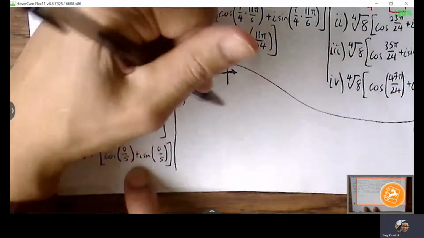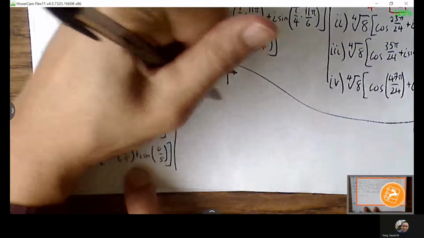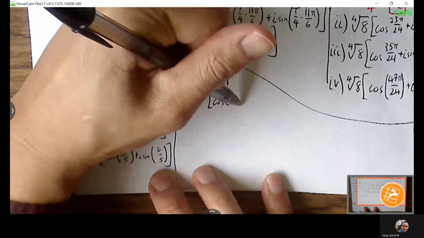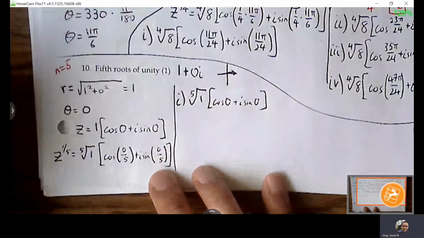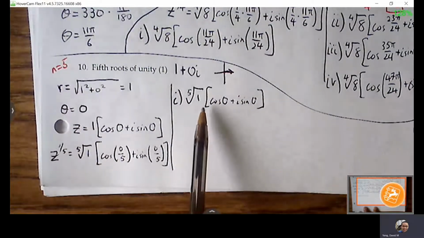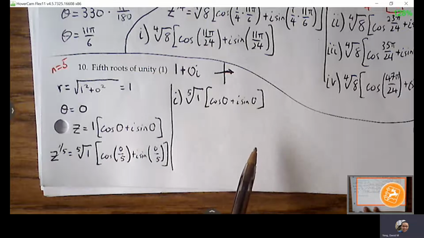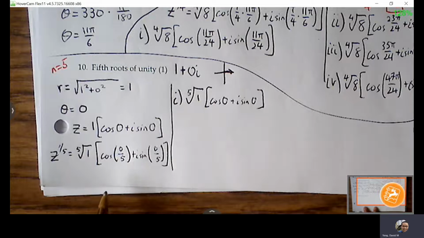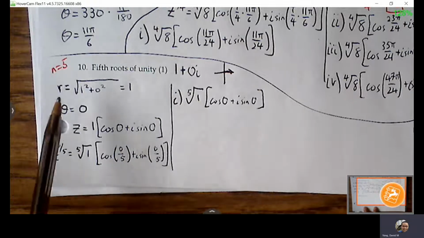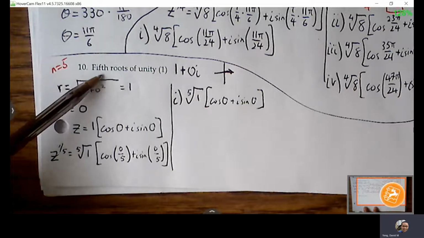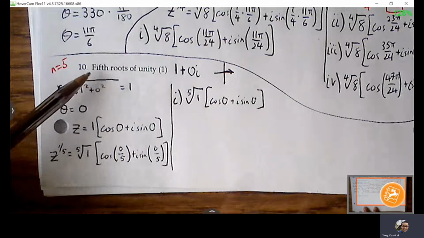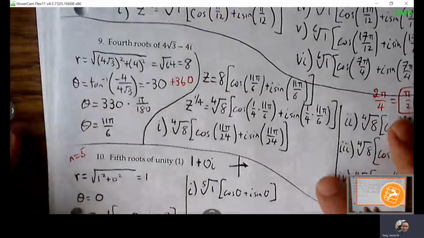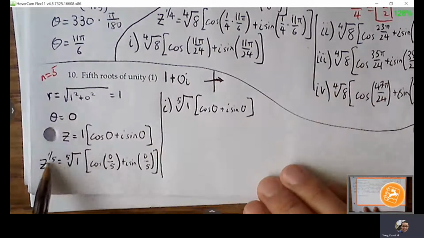I'll go ahead and make that a little bit cleaner. You know that 0 over 5 is still 0. Or you can abbreviate it as CIS. Yes, question. Oh, you mean n equals 5? Yeah, it's fifth roots. So whatever it says, fourth root or sixth root or seventh root, that's going to be your n value. But because it's roots, you know it's going to be 1 over that number, 1 over n.